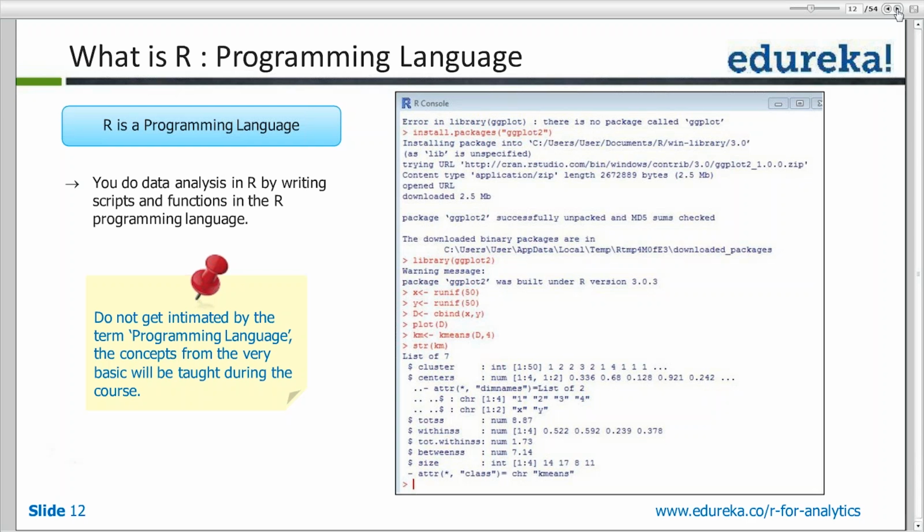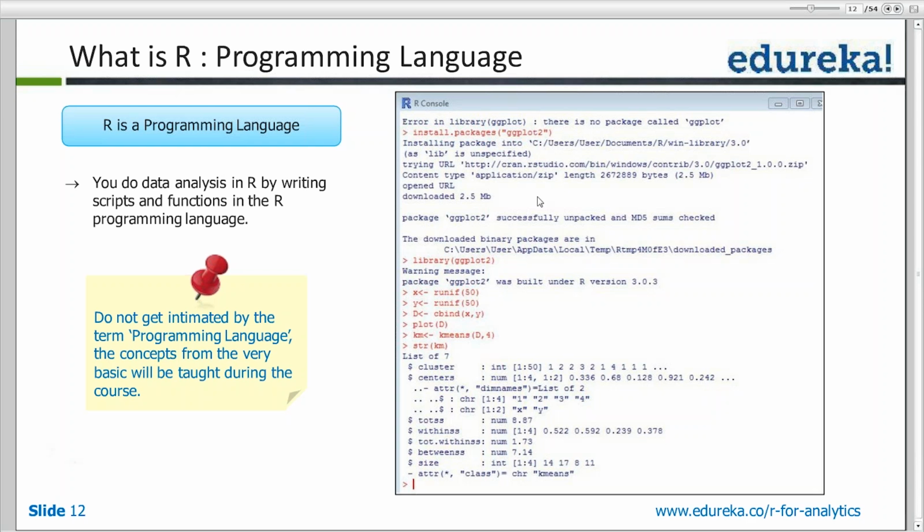More specifically, R as a programming language is also defined as an open source implementation of another programming language. That other programming language is called the S programming language. We will look at that in some detail as we also examine the history of R and how it all evolved to the stage it is in today. We'll look at that in a slide or two from now.